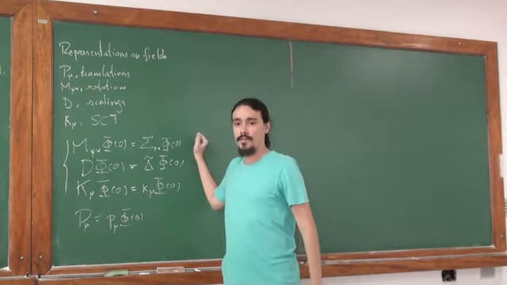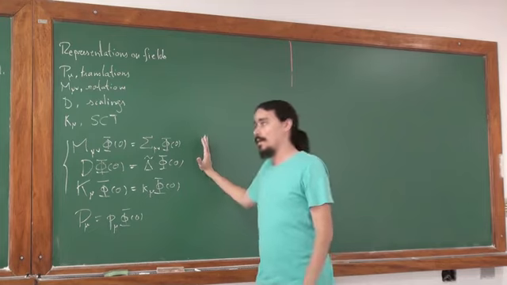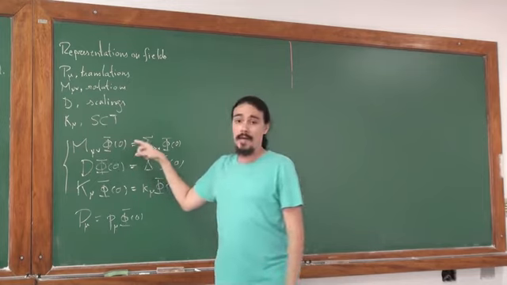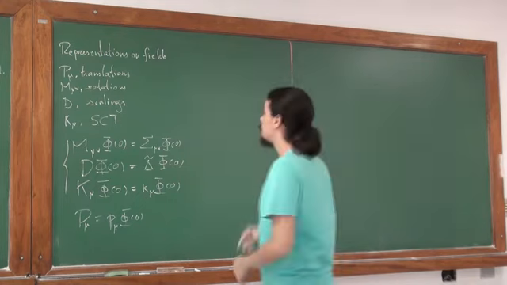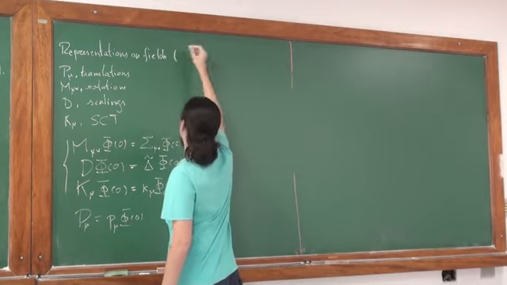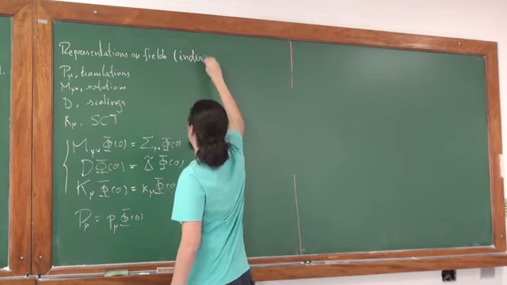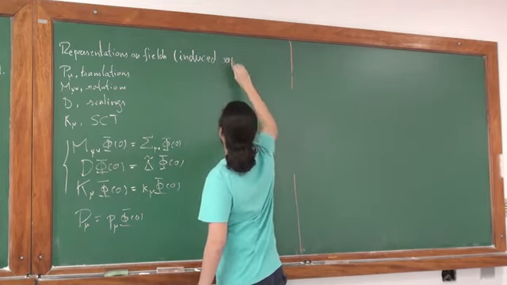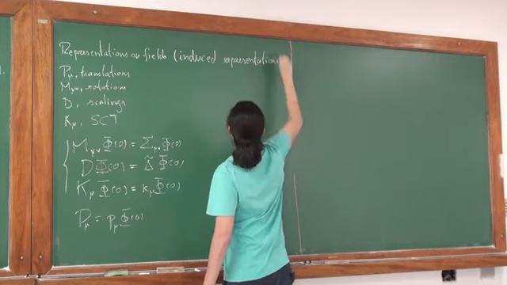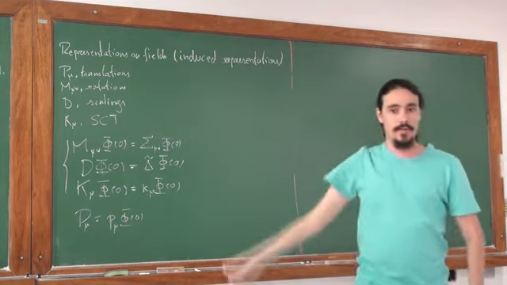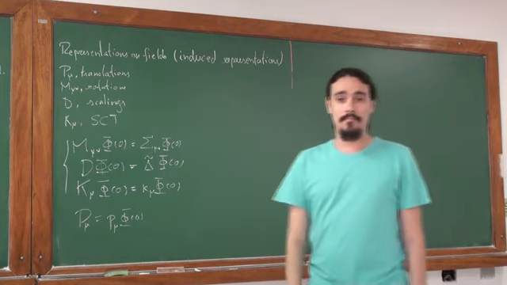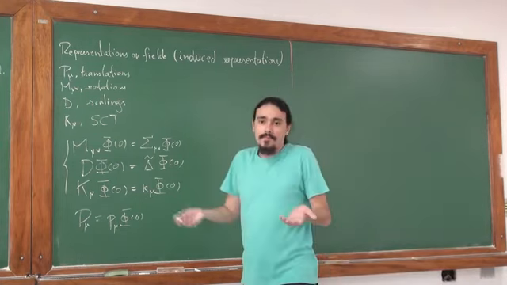I'm just fixing the origin. I'm going to find the representation at the origin. Then I'm going to translate this field and find the representation at any point x. Okay? These are the induced representations. Induced because we're going to find the representations at the origin and induce representations at any point x by translating these fields. Okay? It's just a strategy.